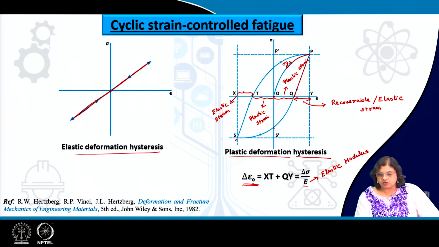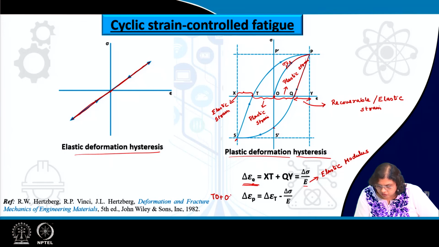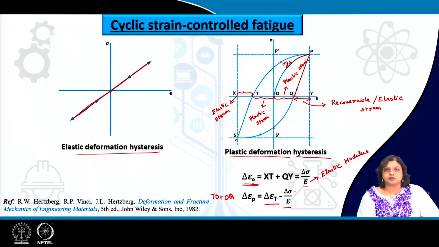The plastic part, on the other hand, is Δε_p, right. So, this plastic strain range can be determined based on the total strain range minus the elastic strain range. We often determine this based on the elastic strain range, because that is quite easier to estimate following Hooke's law, and considering the total strain range we can determine the plastic strain range as well.